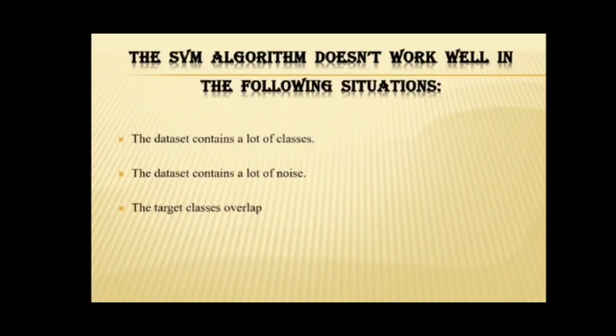And now, the SVM algorithm doesn't work well in the following situations. What are the following situations? When the dataset contains a lot of classes, the dataset contains a lot of noise, or the target classes overlap. In these situations, the SVM algorithm doesn't work well. So this is all about the support vector machine.